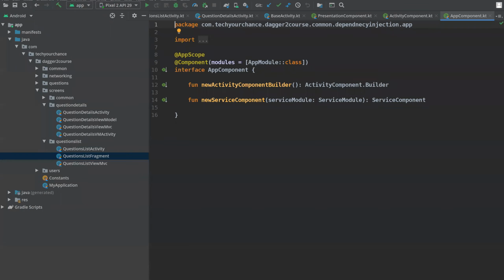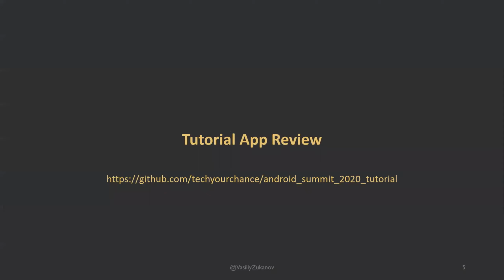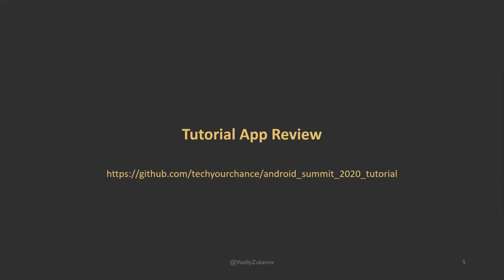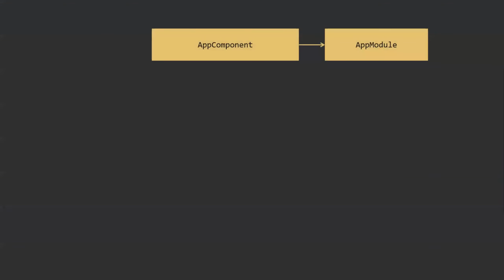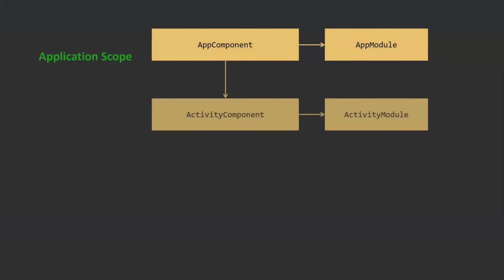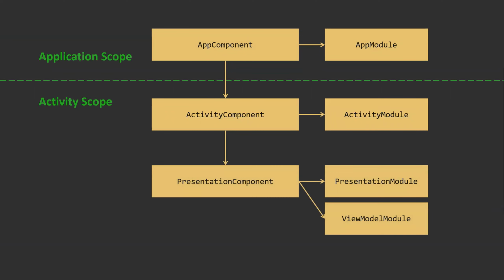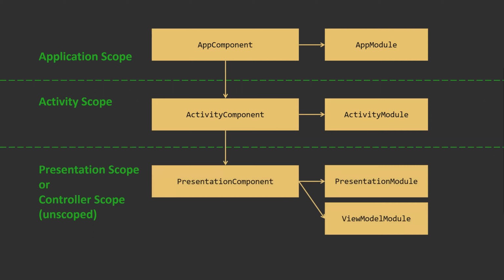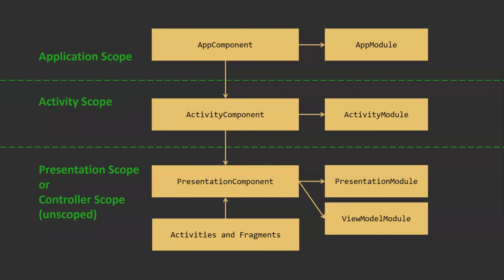And to show you all of that graphically, what we look at is the following scheme. We have app component that uses app module, and that's our application scope. We have activity component and activity module, and that's activity scope. And we have presentation component that uses these 2 modules, and that's presentation scope. Sometimes I call it controller scope, or in more general terms, it's just unscoped dependencies we provide from here. And at the end of this chain, we have activities and fragments.